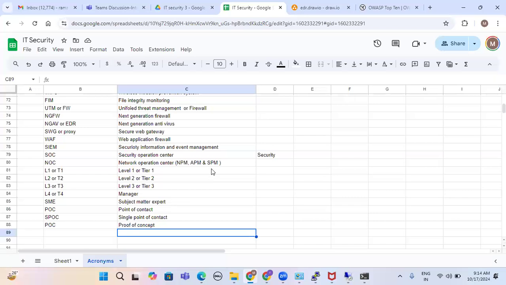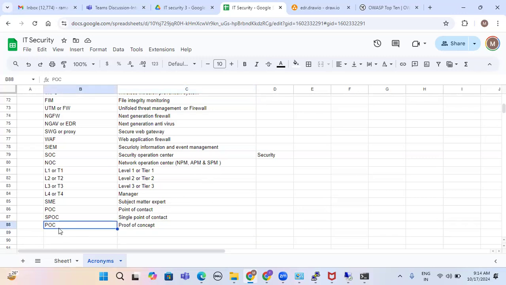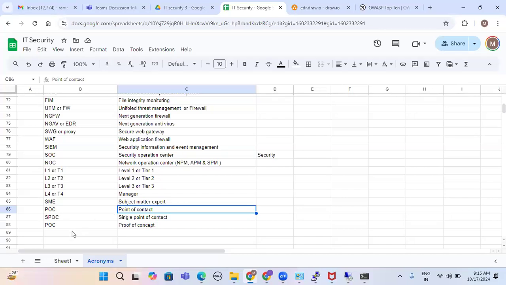In the same way that you test comfort by trying on the clothes, whenever you want to purchase any security solution, we have to do a POC, proof of concept. That means we have to test it in our testing environment. That testing of the solution is called proof of concept. So that is another POC. We have POC, point of contact, and also another POC, proof of concept.